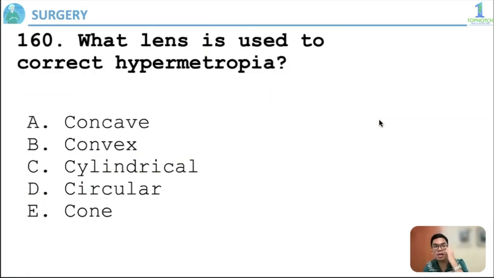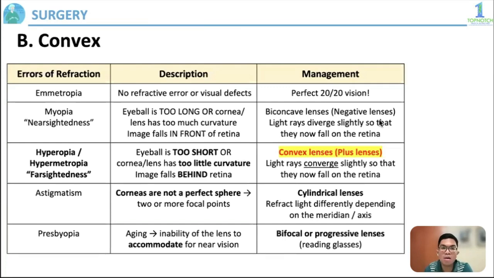And the last question, hypermetropia, what lens do you use to correct it? That's your convex lens. So what is hypermetropia ba? That's basically your farsightedness. Okay, so let's discuss the various errors of refraction. So pag wala kang error of refraction, perfect yung mata mo, 20/20 ka, that's called emmetropia. If you're nearsighted naman, that's your myopia.